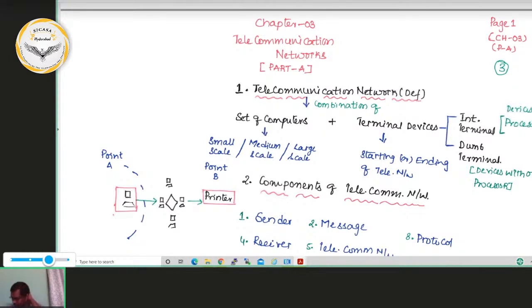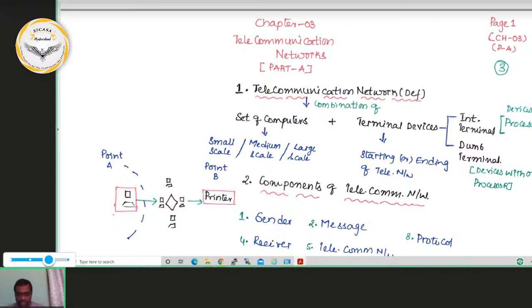Now let us start with telecommunication networks. What do you mean by telecommunication networks, and why do we require them? Before that, we need to understand what communication means. Communication is when 2 people are talking. Telecommunication is when 2 devices are exchanging or transmitting data from one computer to another computer.